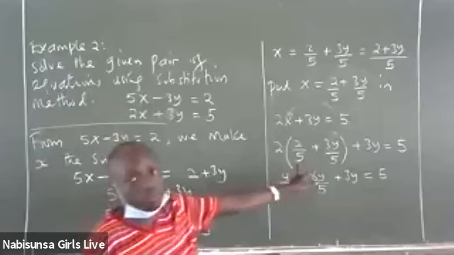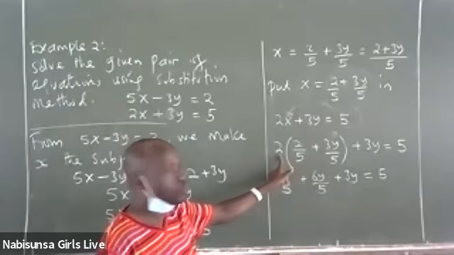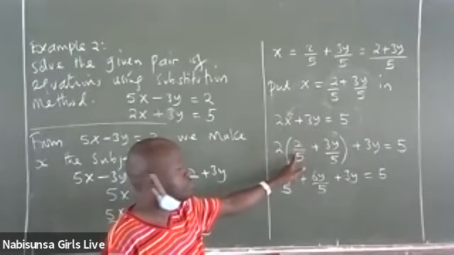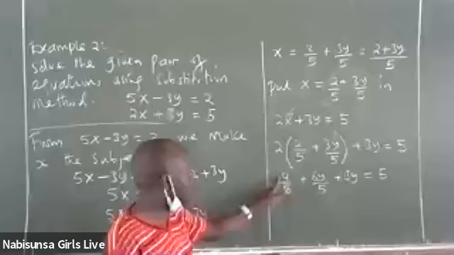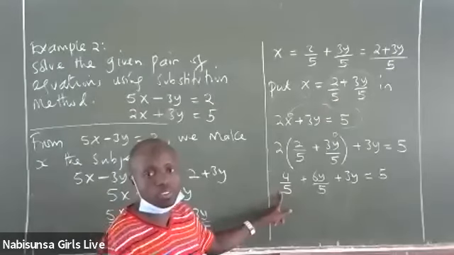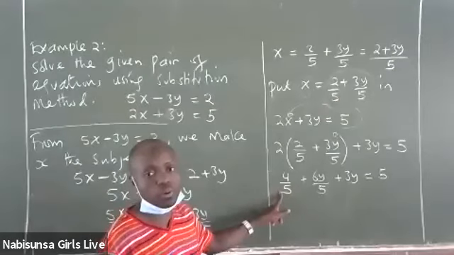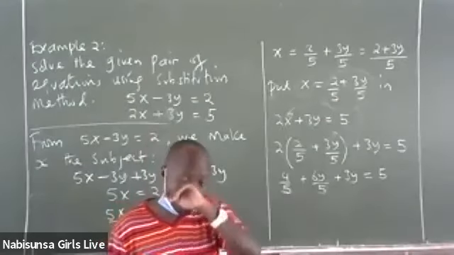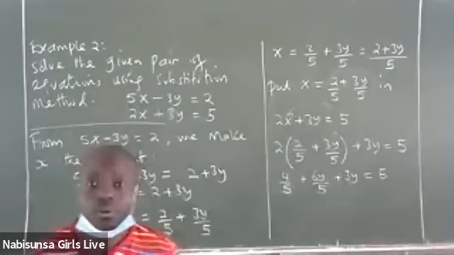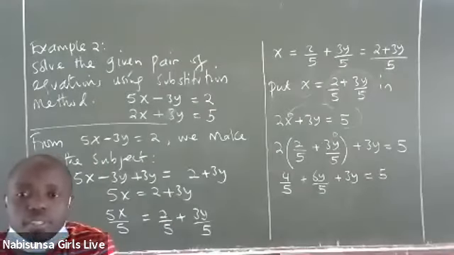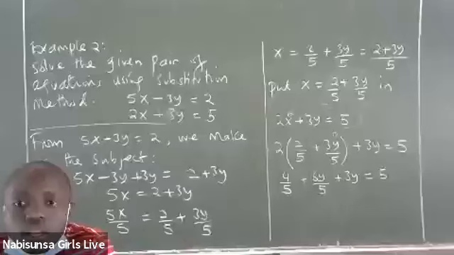Okay. Then after doing the placement, you expand 2 times 2 over 5. It gives us 4 over 5. Somebody was asking why only the numerator. We multiply the numerator by the whole number. That's the rule. Not the rule, but it's the fact, the reality.